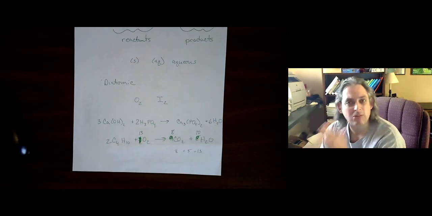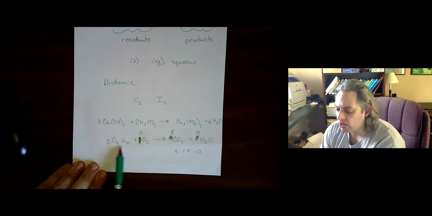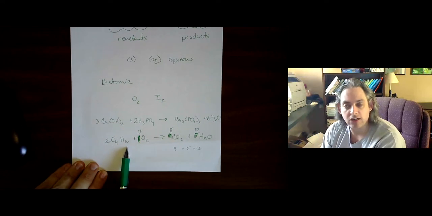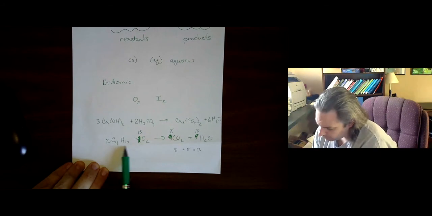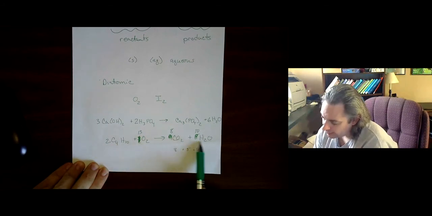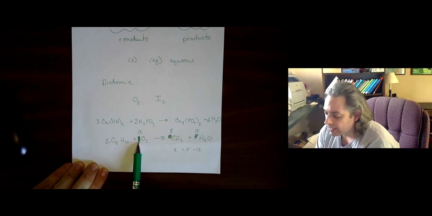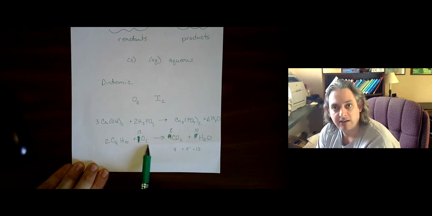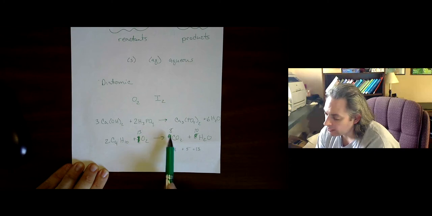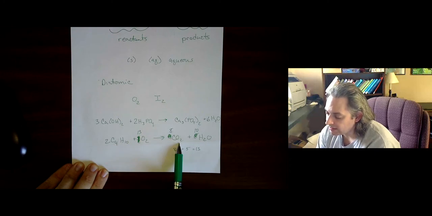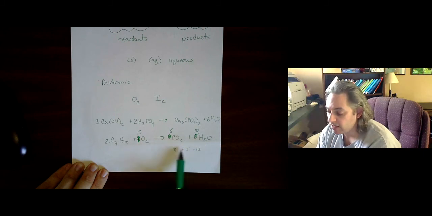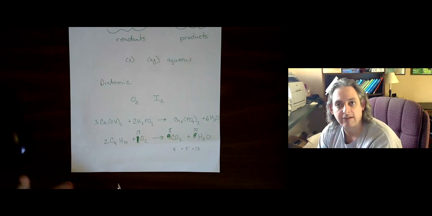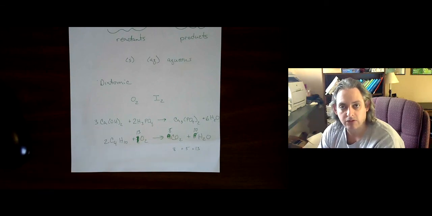Now let's just double check and make sure everything is still good. We have 8 carbons right here, and then we have 8 carbons here. We have a total of 20 hydrogens right here, and we have 20 hydrogens right here. And then what about oxygens? We have 26 oxygens, and then over here we have 8 times 2 gives us 16, and then 10 oxygens. 16 plus 10 gives us 26. So 26 oxygens in the products, 26 in the reactants. Everything is balanced. We have satisfied the law of conservation of mass.